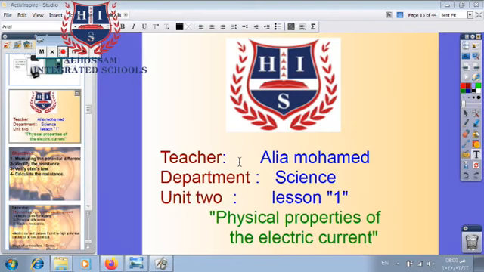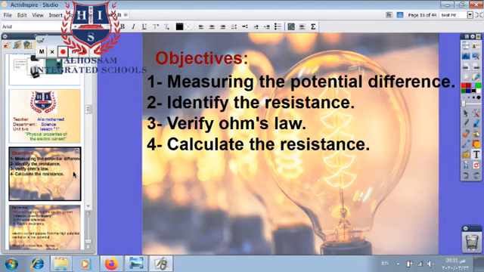This is the first recorded science session for you and we will complete lesson 1 in unit 2, which is the physical properties of the electric current. In this session we will learn how to measure the potential difference, identify the resistance, verify Ohm's law, and calculate the resistance.